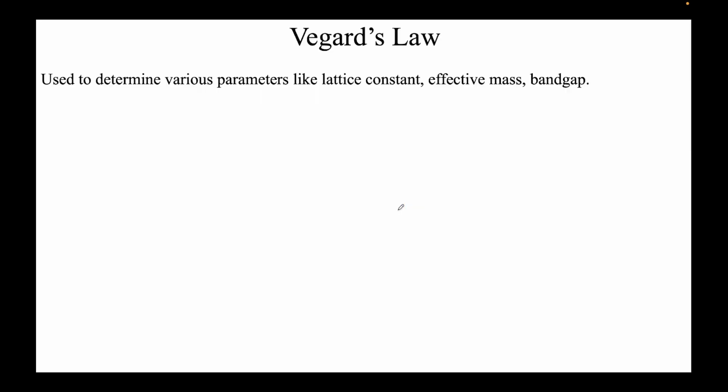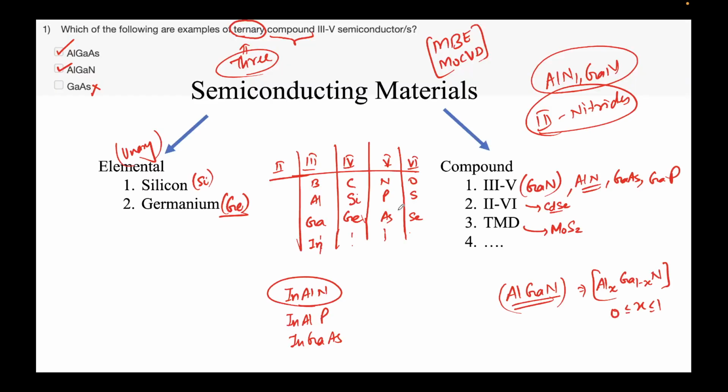I have said that you can have ternary, or for that matter you can also have quaternary. These are also used in some applications. What do I mean by quaternary? You can have indium gallium aluminium arsenide. This is a compound, and this is a semiconductor. It has semiconducting properties. It's a 3-5 because indium, gallium, aluminium belong to group 3 and arsenic belongs to group 5. So this is a quaternary compound 3-5 semiconductor.